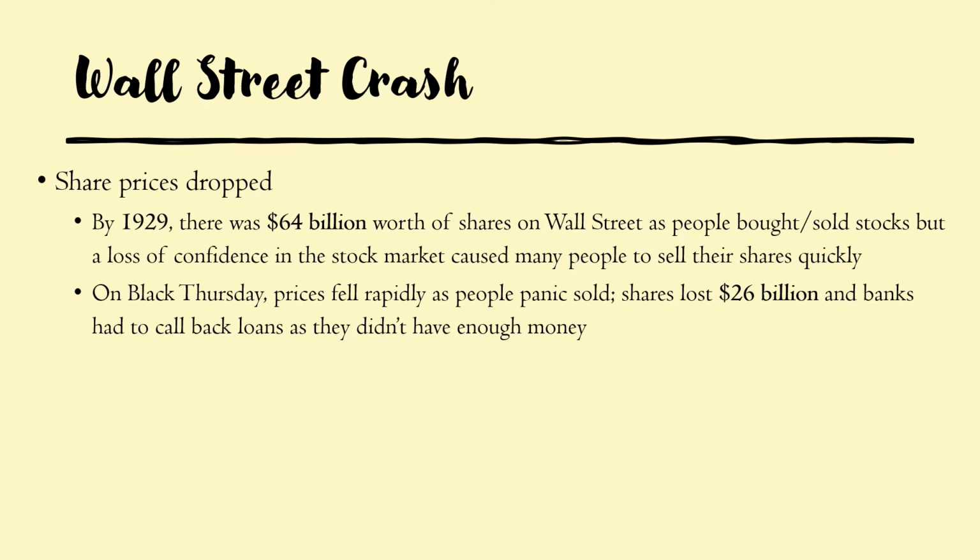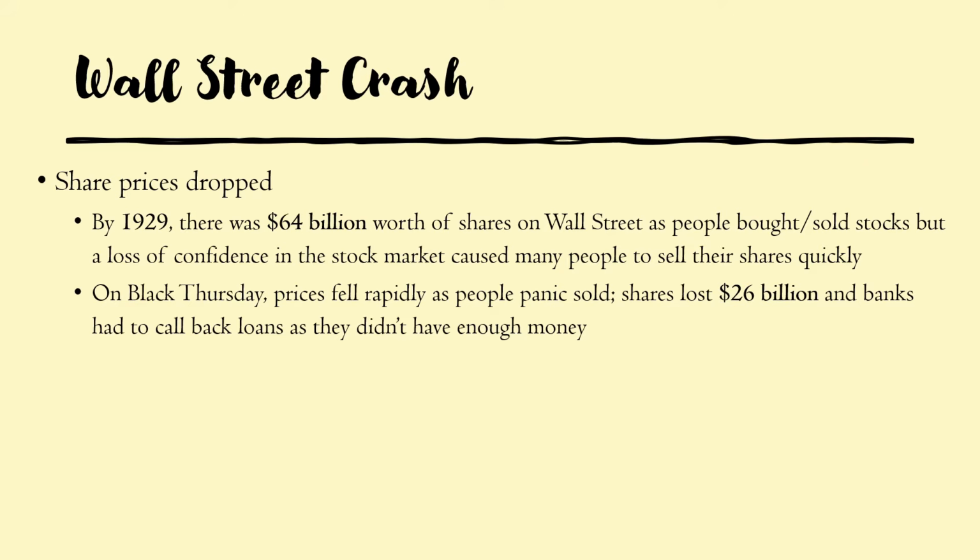But there happened to be a loss of confidence in the stock market, and so many people sold their shares quickly. They worried that businesses were going to collapse, and they worried that their share would then be worth less than what they bought it with, so they wouldn't make a profit if they sold it on. So they wanted to sell them really, really quickly in order to make sure they didn't lose too much money. And this caused the share prices to drop really, really quickly. And so there was complete panic on Wall Street.